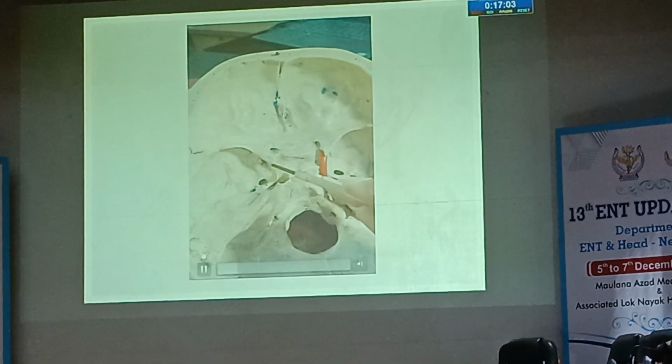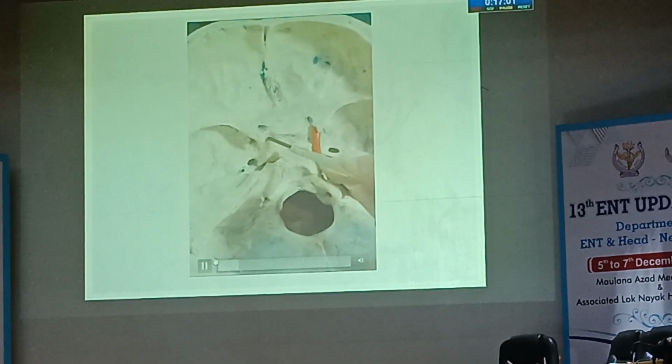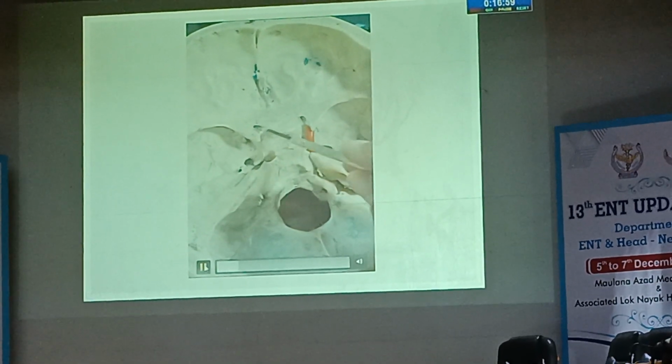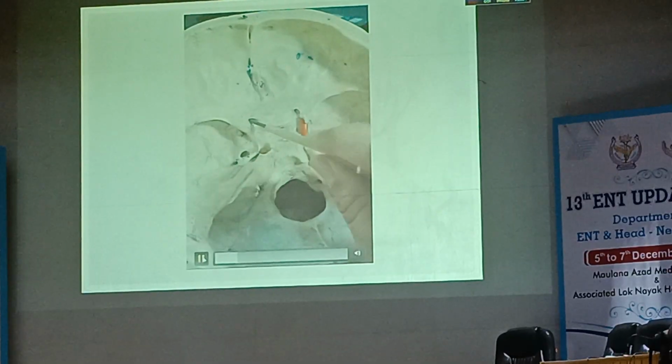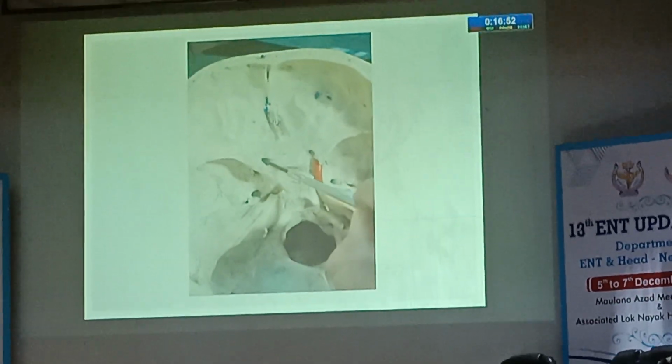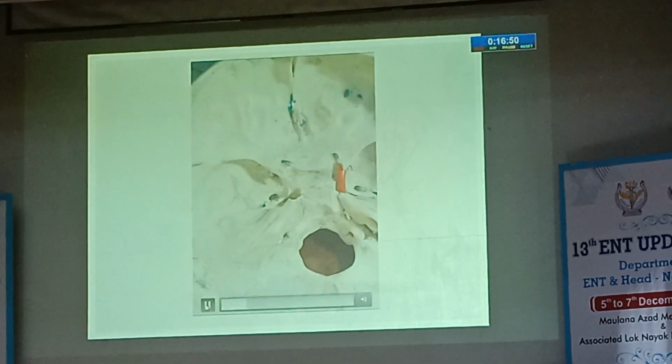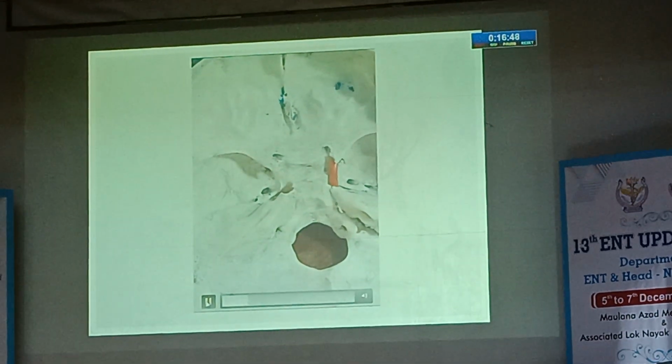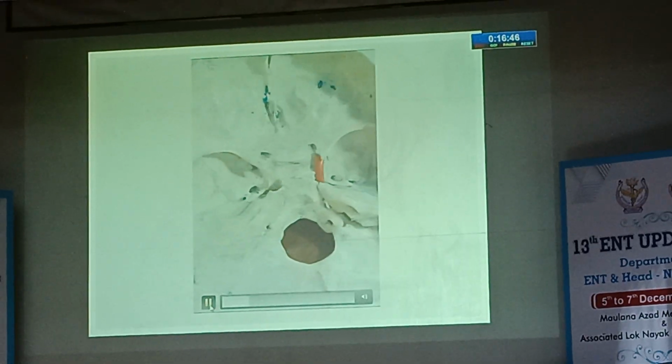The lesser wing arises with two roots, which is not very clear here, and between the two roots is formed a canal called the optic canal, through which passes the optic nerve and the ophthalmic artery along with the sympathetic plexus.